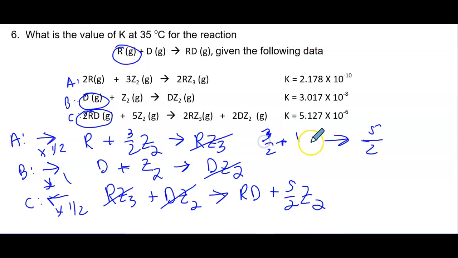So if you think about 3 halves, that's not easy, but we know that we can do this based on hopefully elementary math. So we can see that this is 5 halves and 5 halves. So this and this will actually cancel with that. So what do we have left? 1R and 1D on the reactant side and an RD on the product side. So now that we know we've set this up correctly, we're going to deal with our K values.